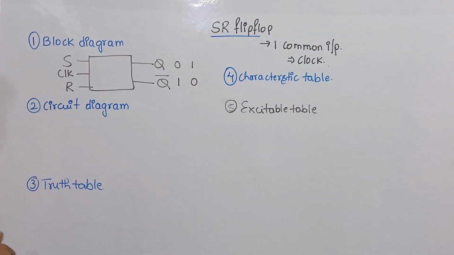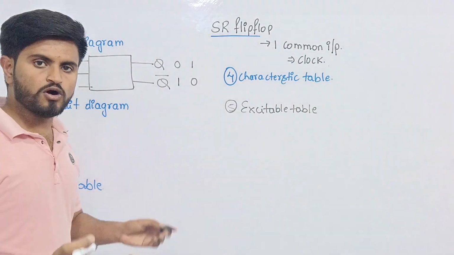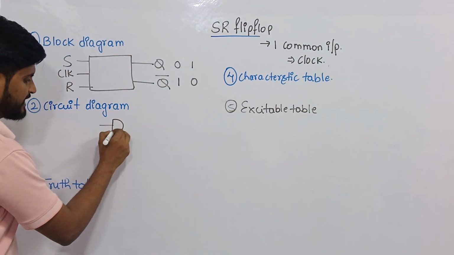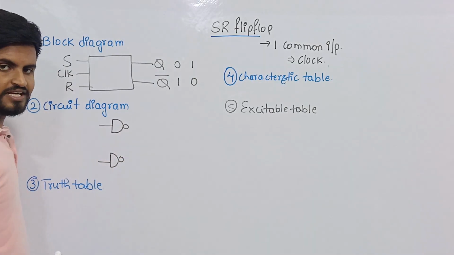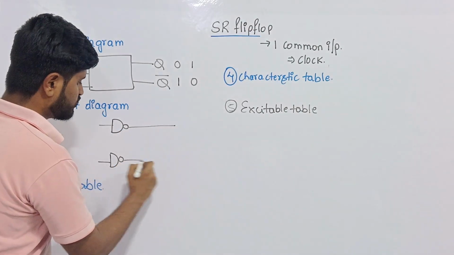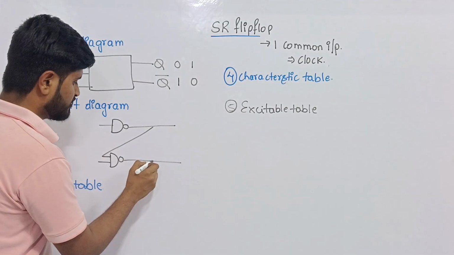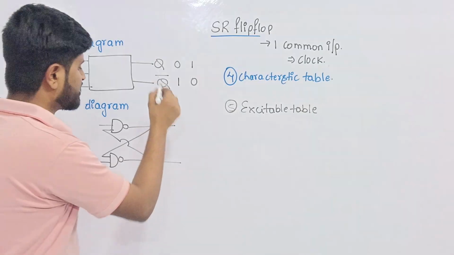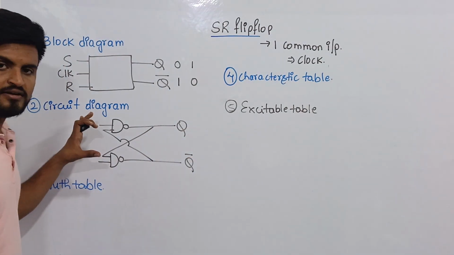So now let's write the circuit diagram. To write the circuit diagram you can use NAND gates or NOR gates. Let's use the NAND gate itself. So first let's design the latch, then later let's design the flip-flop. So how to design the latch? Two NAND gates are used, and the output of one NAND gate is provided as input to the other, and the output of the other NAND gate is provided as input to the first. What are my outputs? Q and Q bar. Now we have designed the latch.